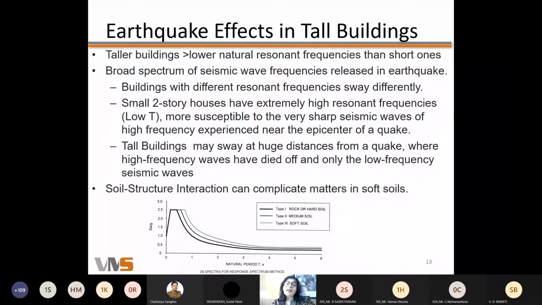But what is very interesting is that as the waves travel, the high frequency waves die off, and the low frequency seismic waves are the ones which travel farther. These low frequency waves have a high time period, so they will affect a tall building which may be at a huge distance away from the quake, because of the resonance. This is something very interesting to remember. But by the time these low frequency seismic waves reach the tall building, a lot of damping has already happened, so the overall effect is a little bit lesser, right?